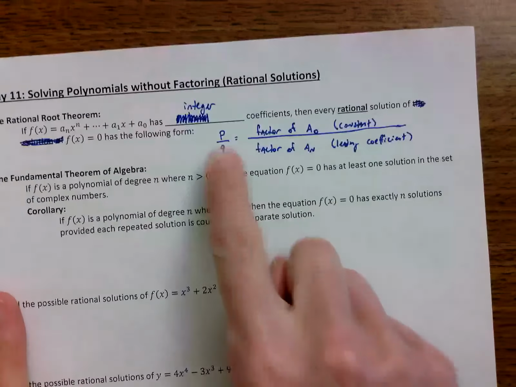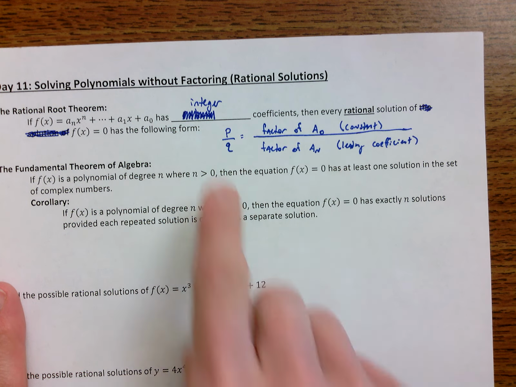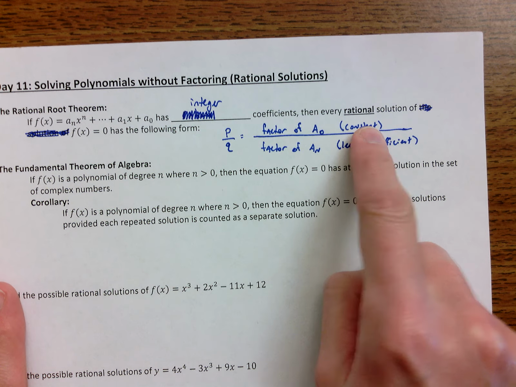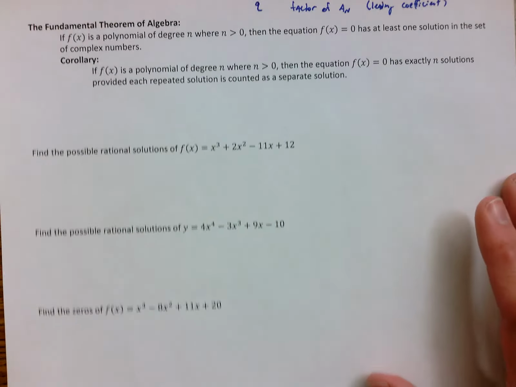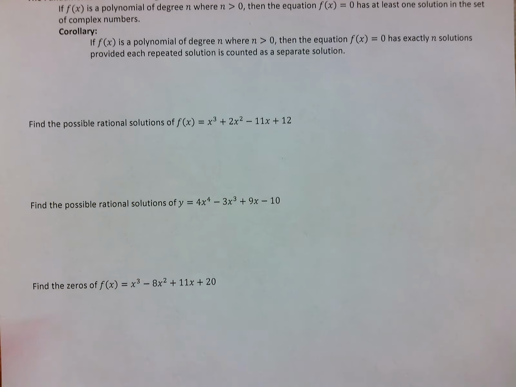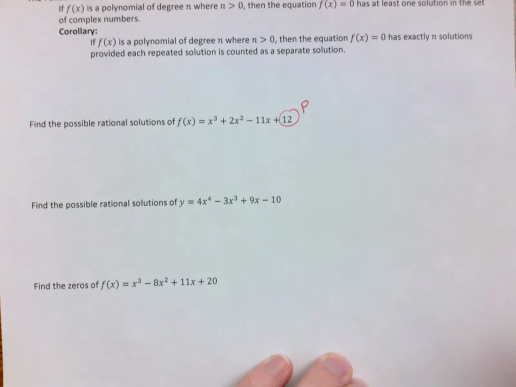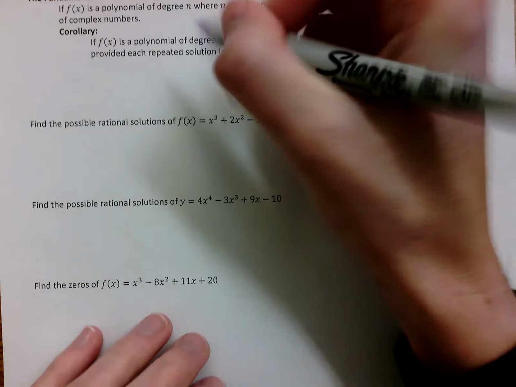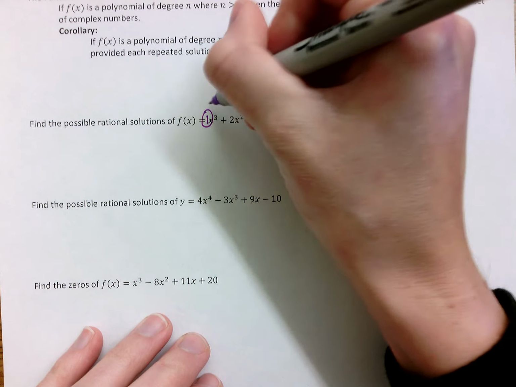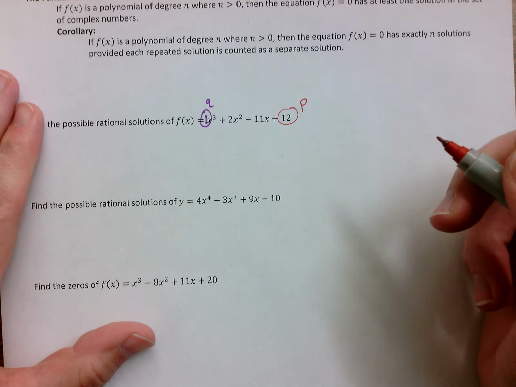Okay, so again, what this said is that every rational solution has to be of the form P over Q, where P is a factor of the constant at the end and Q is a factor of the leading coefficient at the beginning. And again, we're just assuming it's a normal polynomial. So for this example down here, 12 would be P, that's my constant. And then there's a 1 for a leading coefficient here, that would be Q.